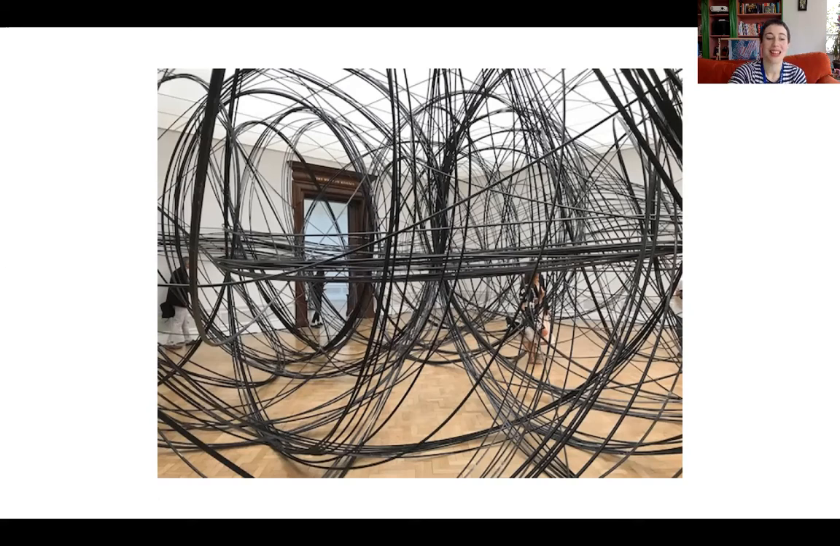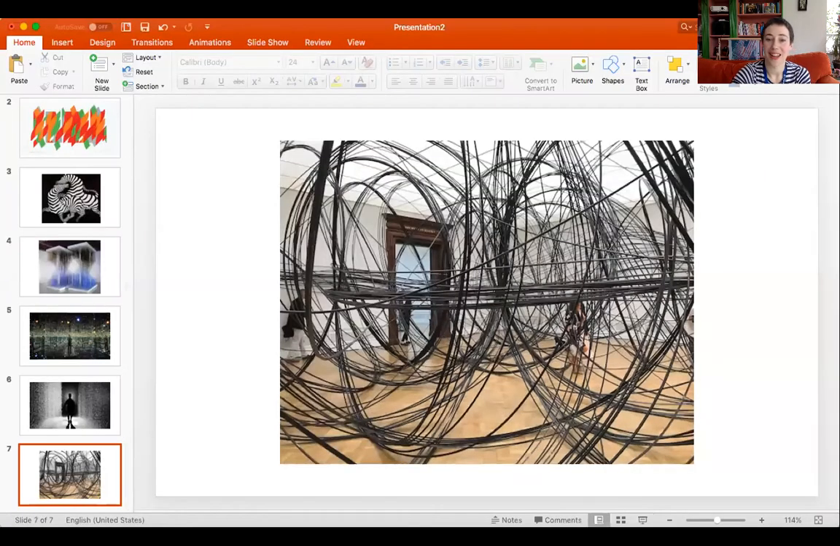So yeah, these images that I felt were things related to op art. So there we go. Those were all the images.